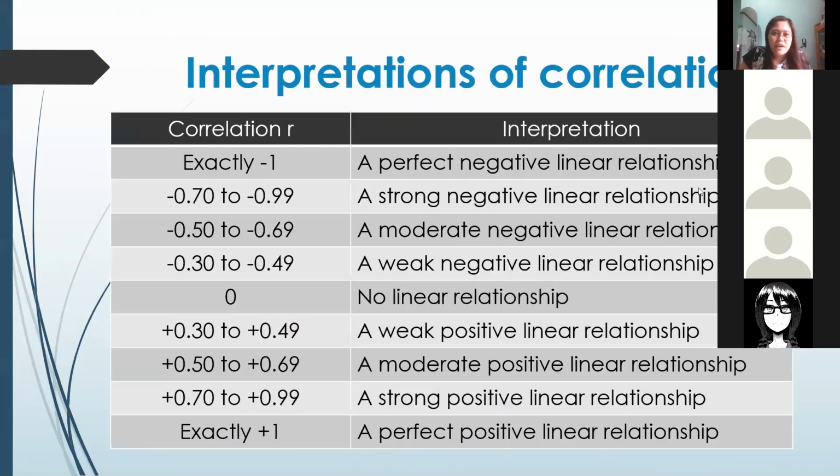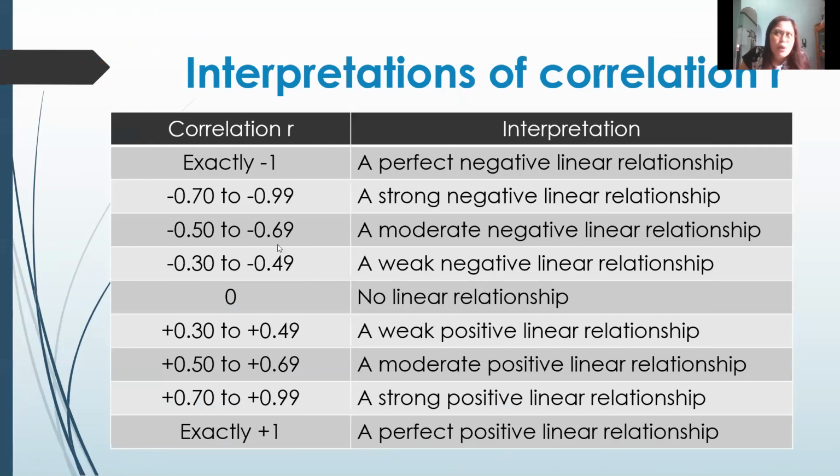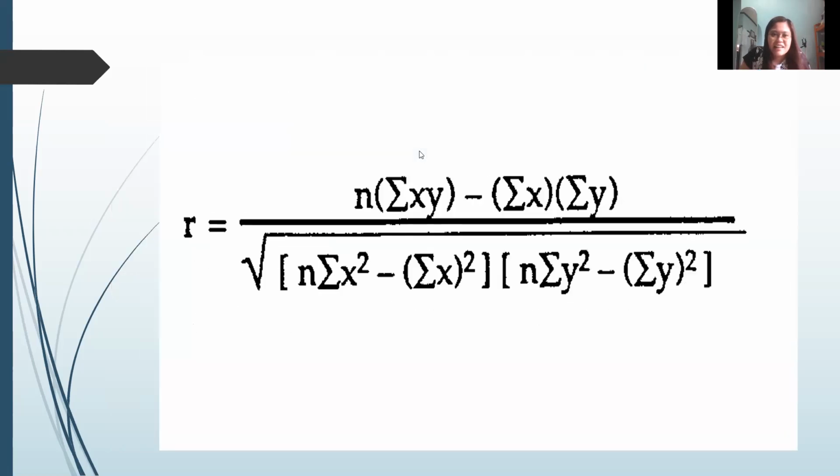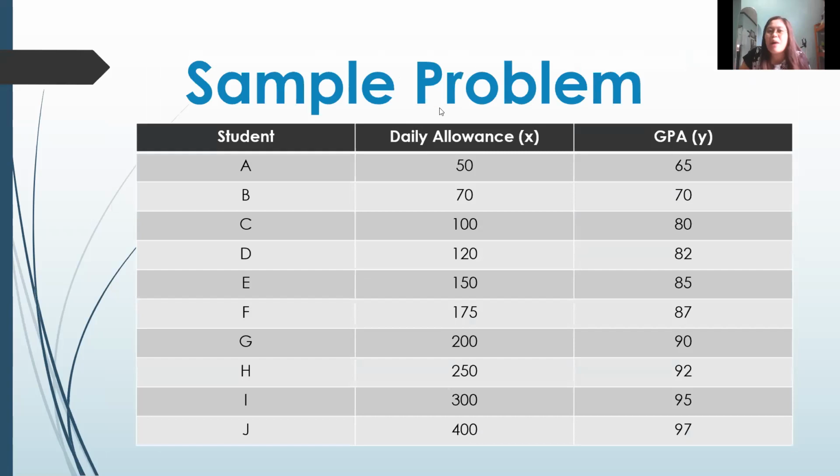So balik ta dito sa ato ang interpretations of correlation. Our R is positive 0.90. So asa siya na belong? Diri siya na belong. Kasi 0.90 man siya, positive 0.90. And sa interpretation sa positive 0.90, naa daw strong positive linear relationship. Which means na, balik na sa atong problem, na the daily allowance class has a positive linear relationship with the grade point average of the student.